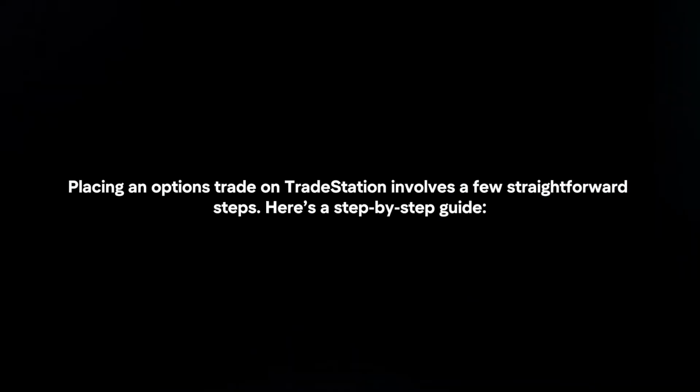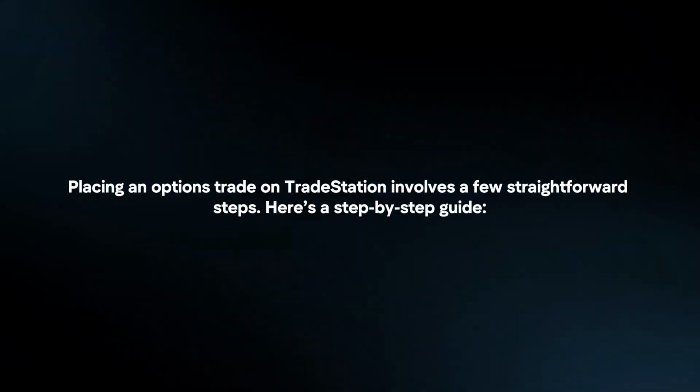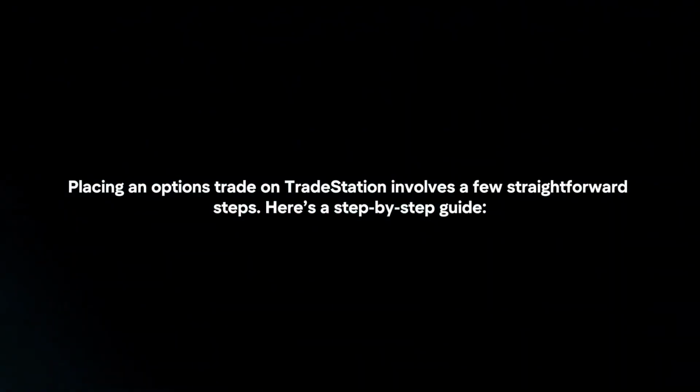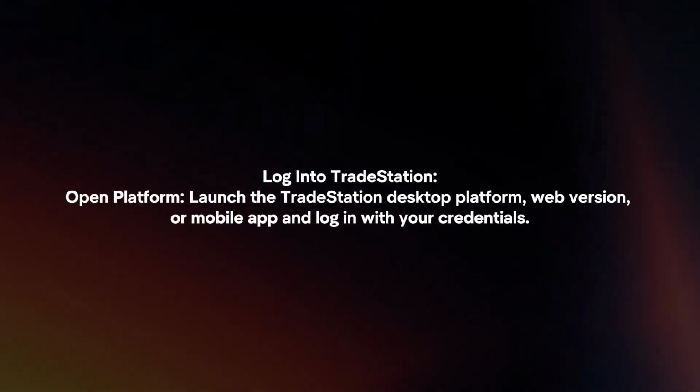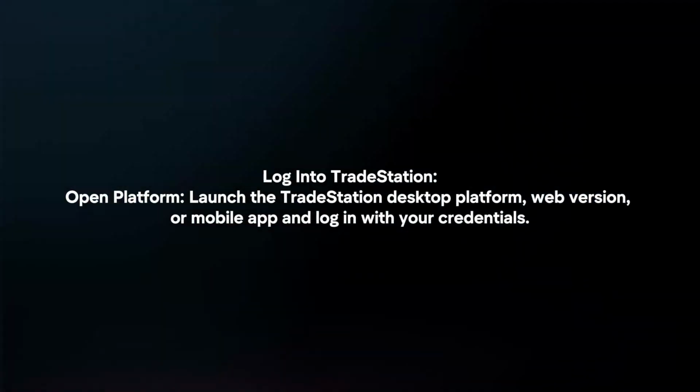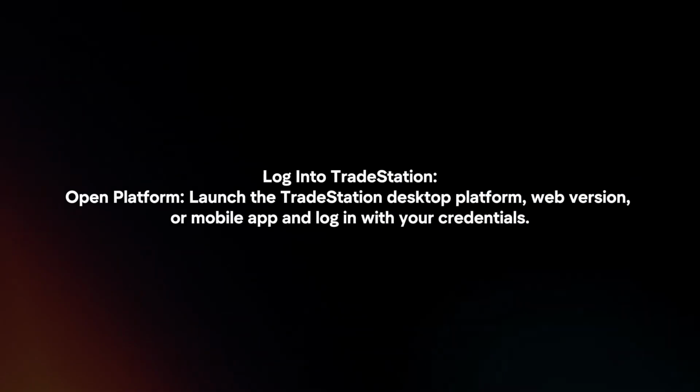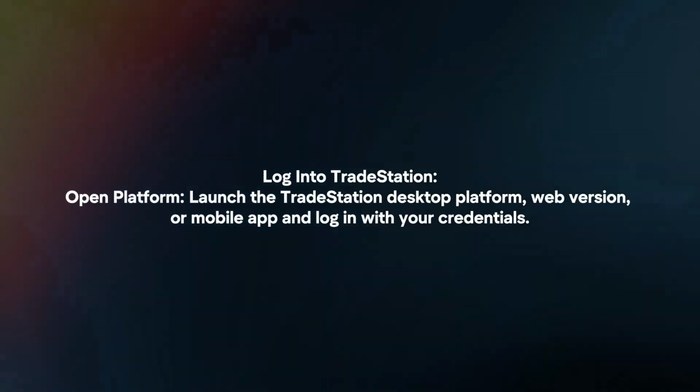Placing an options trade on TradeStation involves a few straightforward steps. Here's a step-by-step guide. Log into TradeStation. Open platform. Launch the TradeStation desktop platform, web version or mobile app and log in with your credentials.